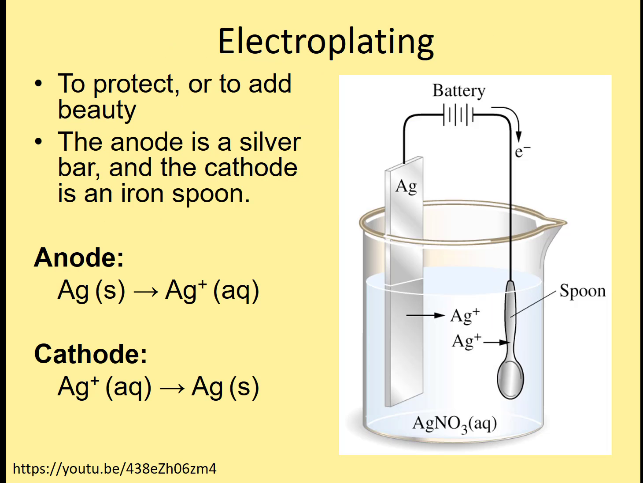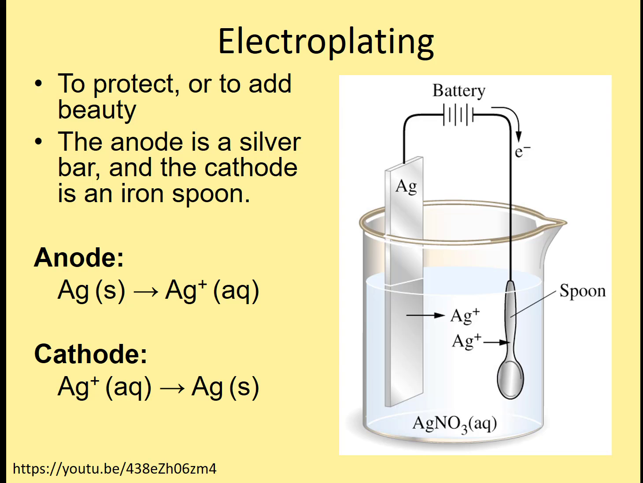Let's look at electroplating. It's for protection, and it can also be for beauty. So in this example, we are electroplating a spoon. We're making a silver spoon, so it would be a silver plated spoon. And notice there's a battery there that's driving the reaction. We just have one electrode, and then the spoon acts as another electrode. So that silver bar is acting as the anode, and then the spoon that we are electroplating, that is the cathode.